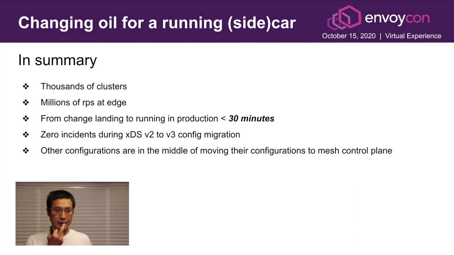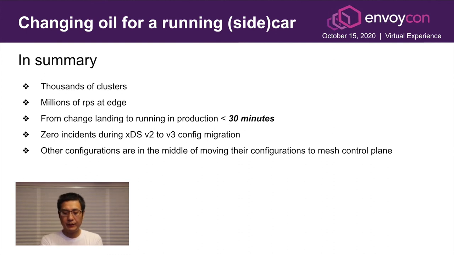So in summary, we have 1,000 clusters which serve millions of RPS at the edge site, and from the change landing time to fully activated in production, if everything goes well, it's less than 30 minutes. And we just finished the V2 to V3 API and configuration migration, and we had zero incidents thanks to the configuration pipeline and the near real-time feedback loop.